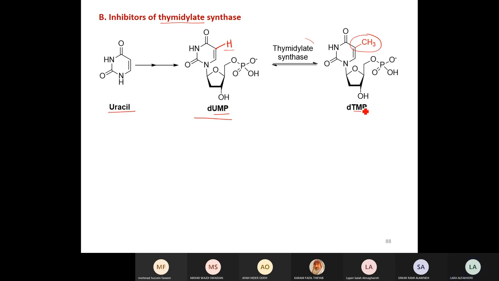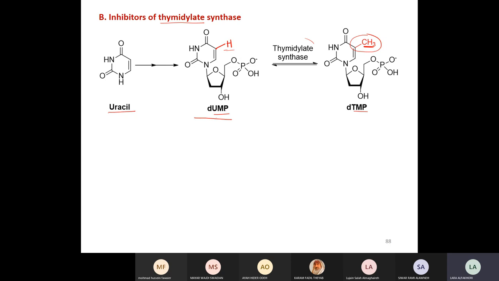Okay. طيب, where do you think this carbon comes from? من الثيميديلات سينثيز؟ لا. الانزيم نفسه does not provide الكربون as it is. It takes the carbon from a source, واللي هو احنا بنسميه الكوفاكتور, which is 5-10-methylene THF، بياخذ الكربون منه وبضيفها على اليوراسيل بيحوله للثيمين. Okay? Hala, the drug that inhibits this enzyme, برأيكم structurally, أفضل إيش يكون بيشبه مين?